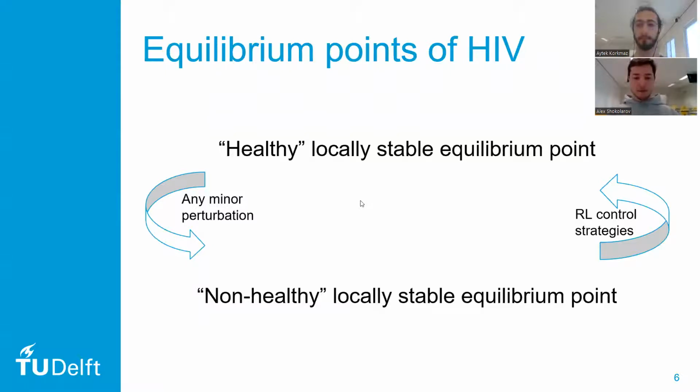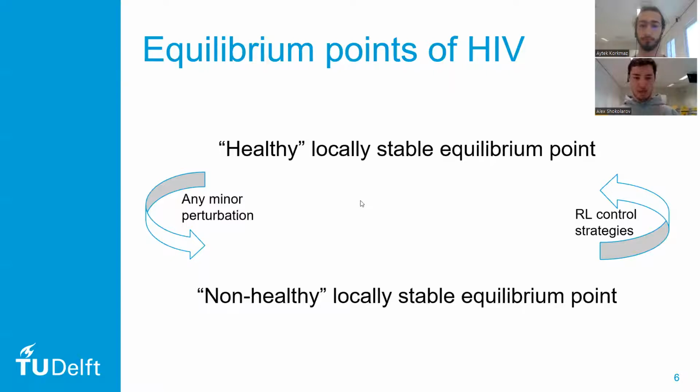The HIV dynamics are represented by three equilibrium points: the non-infected point, the infected but relatively healthy point, which is the target for any drug strategy, and the infected non-healthy point. The healthy point has a small basin of attraction, far smaller than the non-infected, and therefore any minor perturbation will drive the states to the non-healthy point.